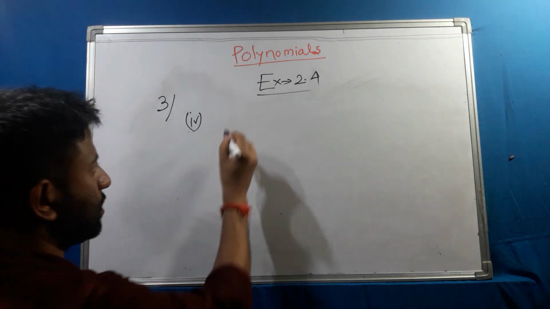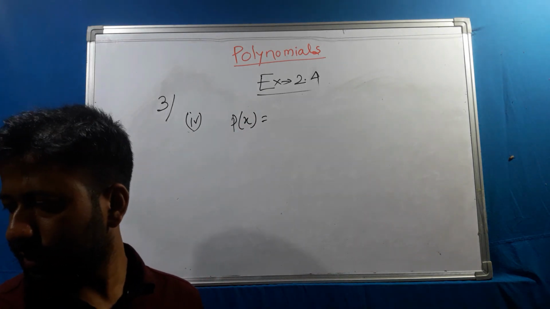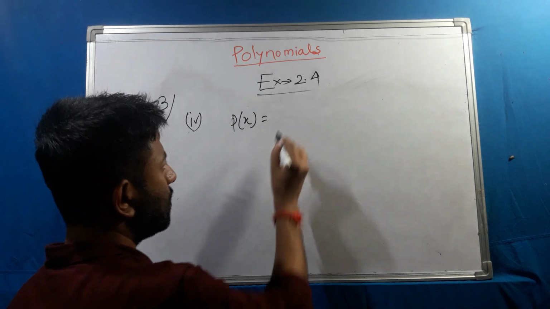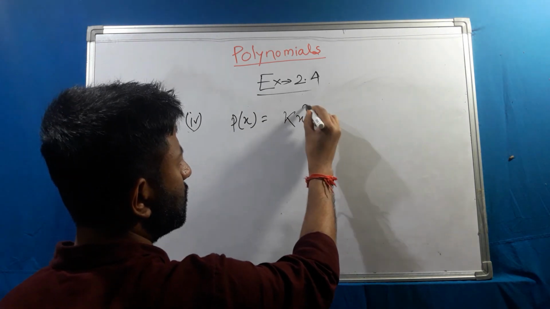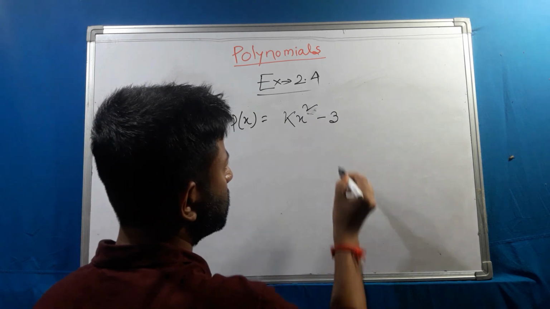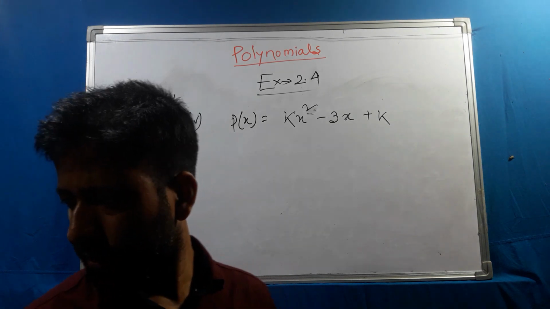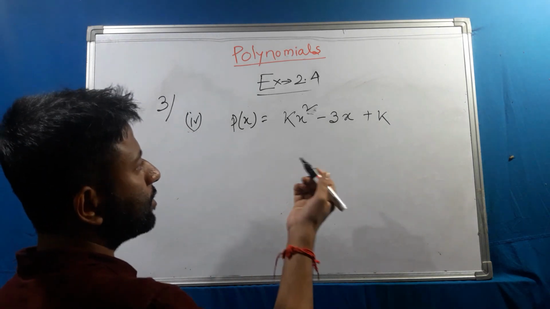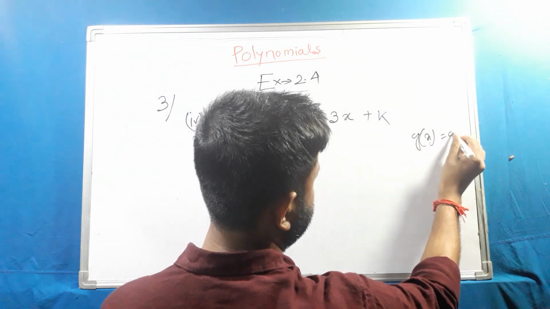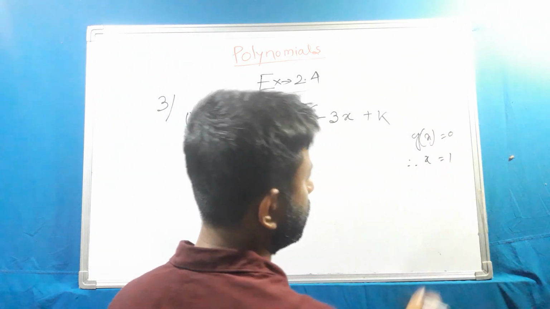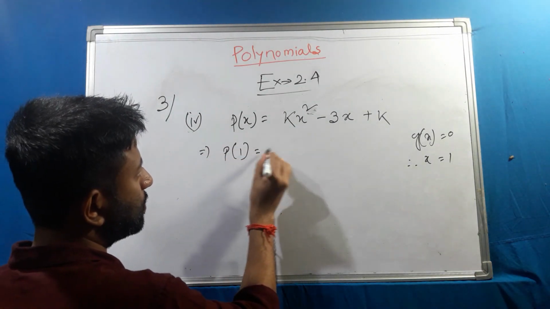The equation I will check: p(x) equals kx² minus 3x plus k. According to my logic, g(x) equal to 0, so from here I got x equal to 1. So at x equal to 1, this term should be equal to 0.